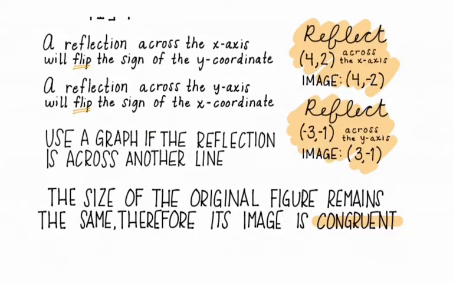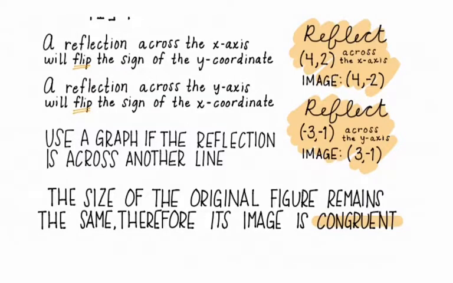A reflection across the x-axis will flip the sign of the y-coordinate. So if it was the point 4, 2, when you flip it across the x-axis, it would be the point 4, negative 2. A reflection across the y-axis will flip the sign of the x-coordinate. So if the original was negative 3, negative 1, and you flipped it across the y-axis, the image would be positive 3, negative 1.